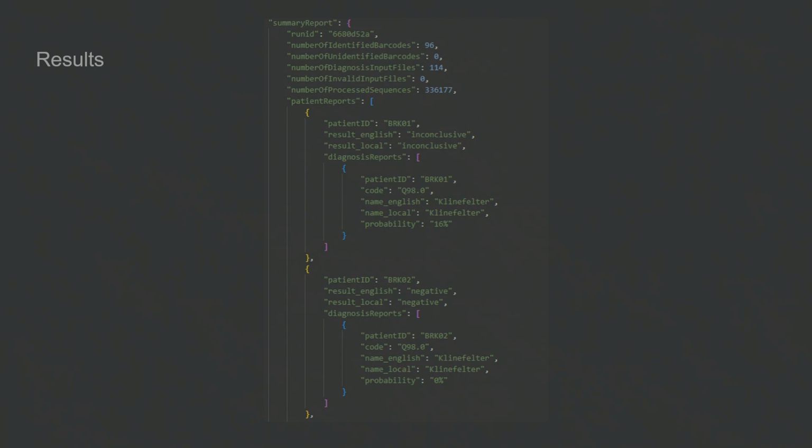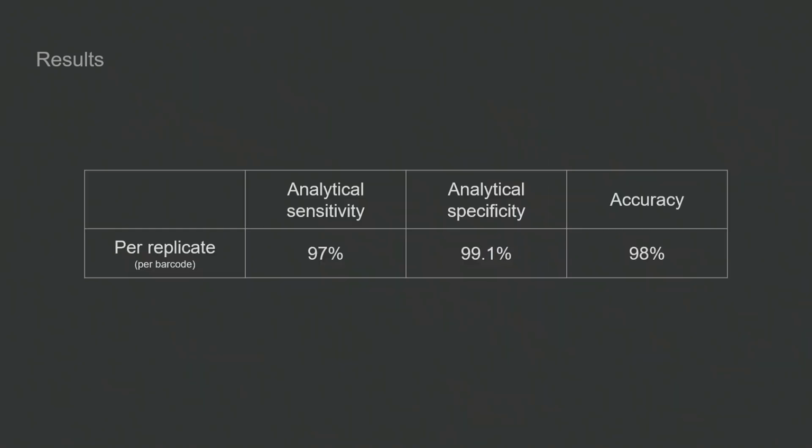person 1, the result is inconclusive. There's a 16% probability that it has Klinefelter. Person 2 has 0% probability, and so on and so forth. And this is basically the test that we did. We trained the platform with something like, I think, 200 patients, which was, again, not a lot. And we tested it on 40 patients, and the sensitivity and specificity are 97 and 99%, and this is per replicate. It's for 1 copy of the 4 that we have for a patient.